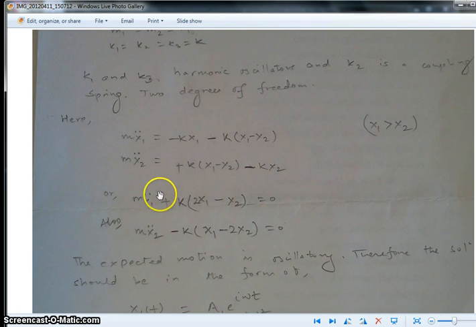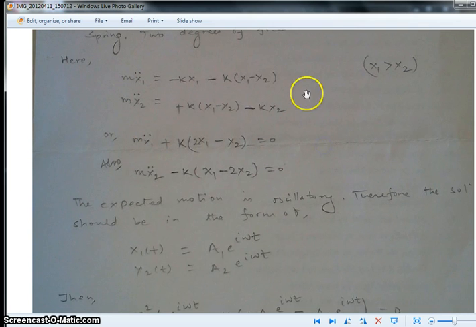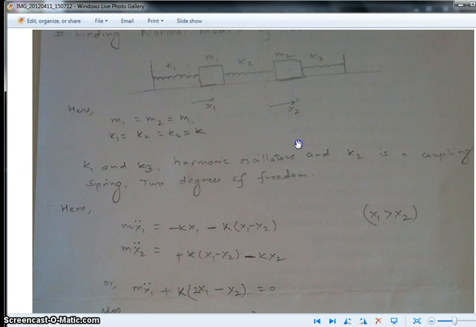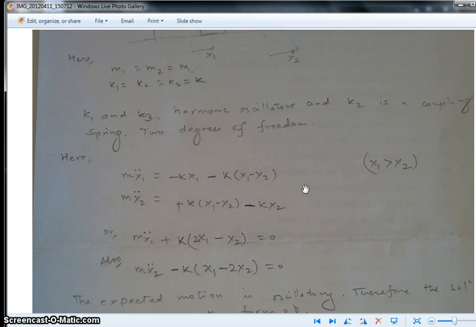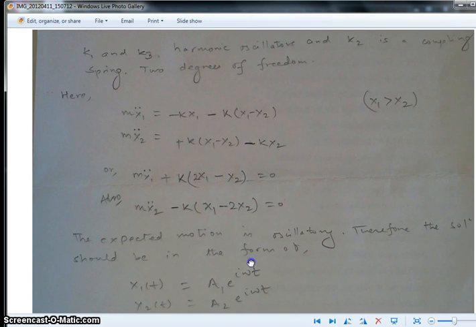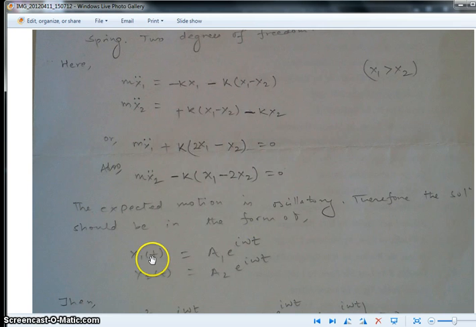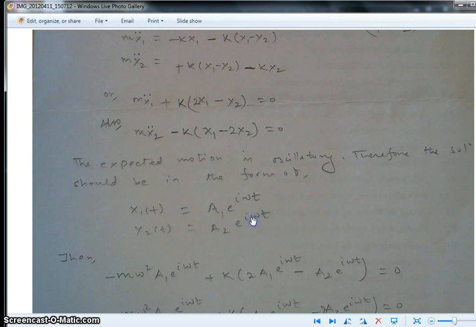Rearranging the above equation, I get these two equations. Since springs are involved over here, the result is expected to be oscillatory. Therefore, what we can assume is x1(t) equals some amplitude a1 times e^{iωt}, and x2(t) equals a2 times e^{iωt} to be our solution.